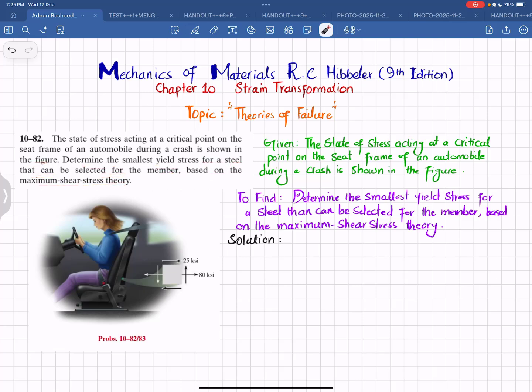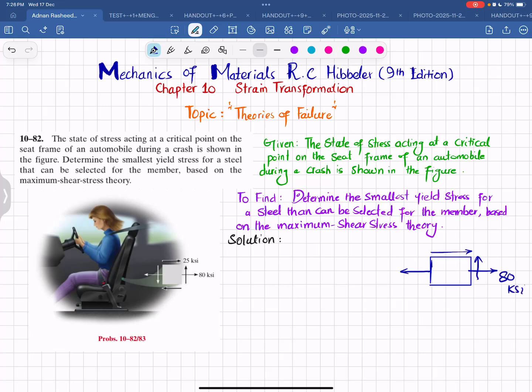So you can see this is the state of stress on the seat of an automobile during a crash, shown in this figure. You have to determine the smallest yield stress for the steel. So let's start with the solution. As we have been given this state of stress, I will draw it bigger over here. So this is the state of stress. This is 80 ksi, clear, and the shear stress is 25 ksi.